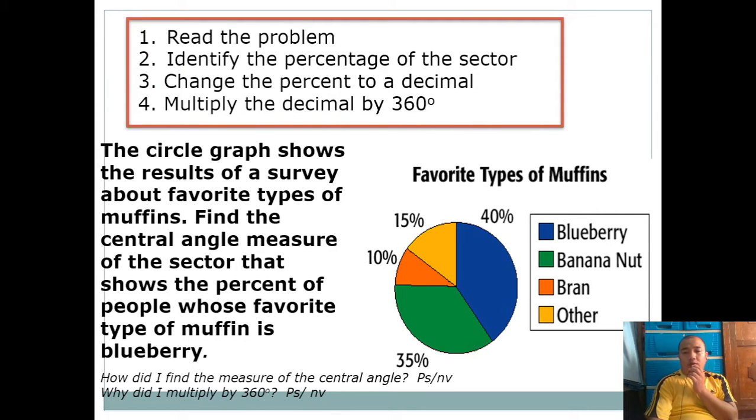So for the blueberry, we have 40%, the blue one. For the green, banana nut, 35%. For the orange, 10%. And for the other brand of muffins, yellow is 15%. Question is, find the central angle measure of the sector that shows the percent of people whose favorite type of muffin is blueberry. So it's actually 40%.